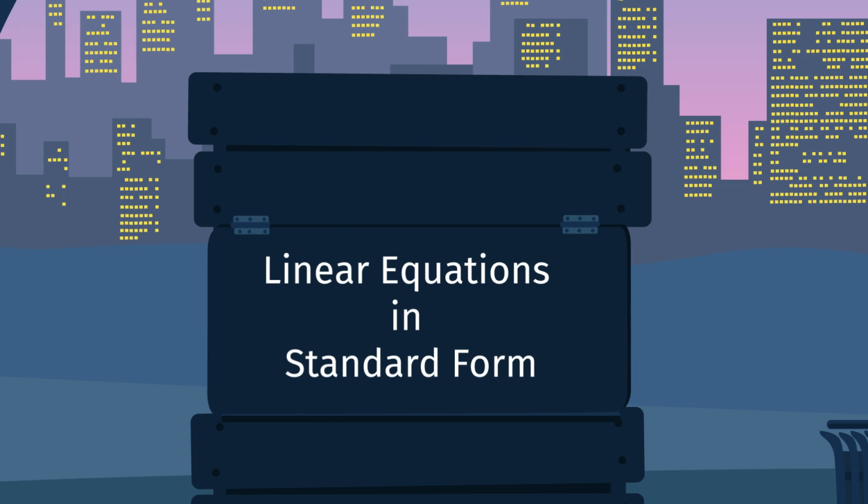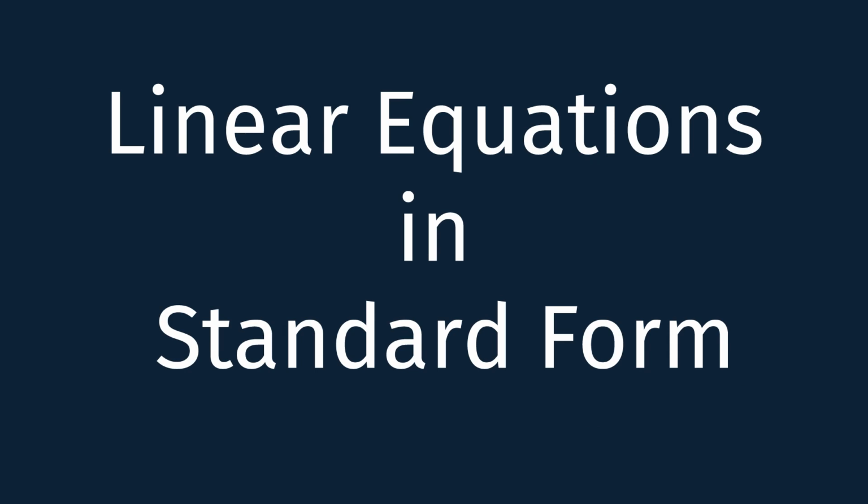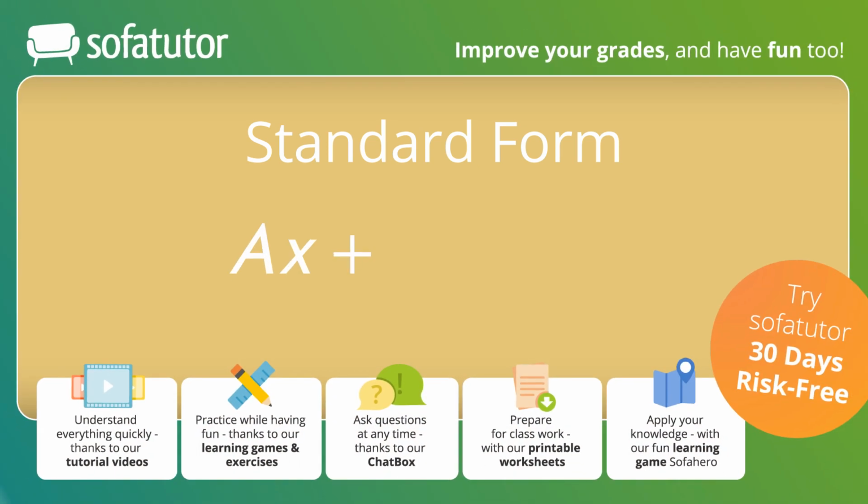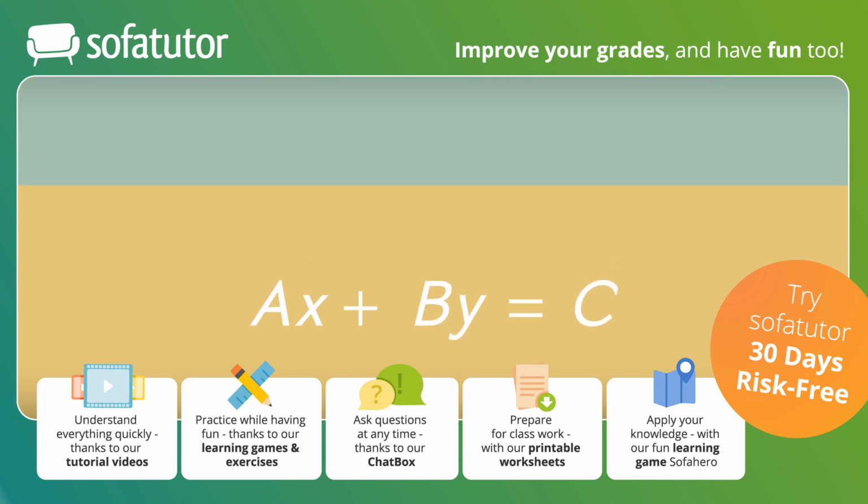A linear equation in standard form can be used to find the number of cups of lemonade. The standard form of a linear equation is ax plus by equals c, where a and b cannot both equal 0. Let's use x to represent the number of cups of lemonade sold and y for the number of cookies sold. We also know that the cost per cup of lemonade is $2 and that Kayla sells her cookies for $1.50 each.